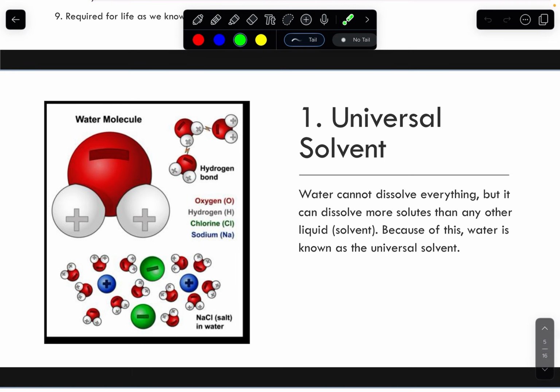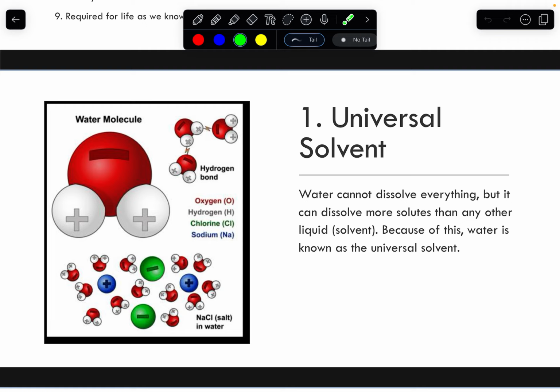Okay, so first up, the first property of water. Water is known as the universal solvent. Okay, so over here we have an image depicting sodium chloride dissolving in water. All right, the sodium chloride is what gets dissolved.